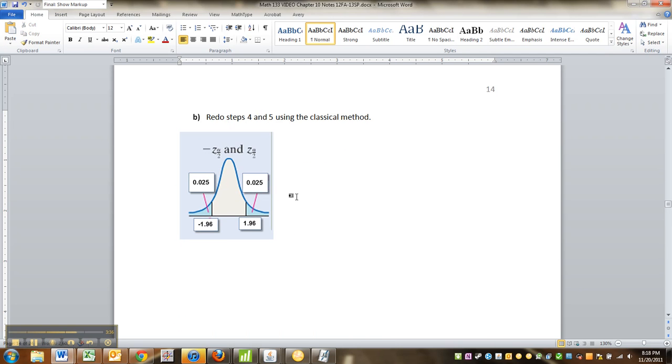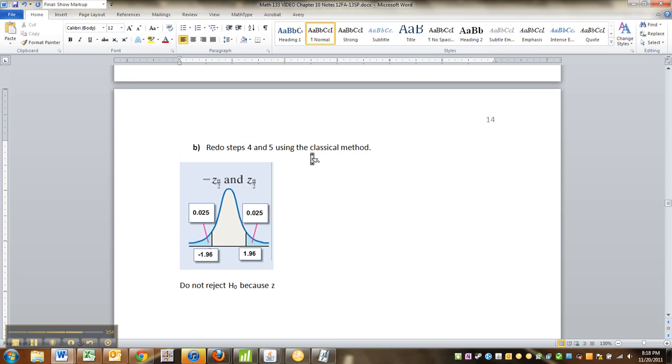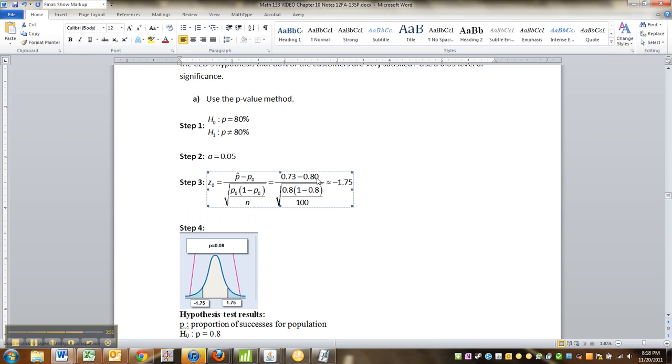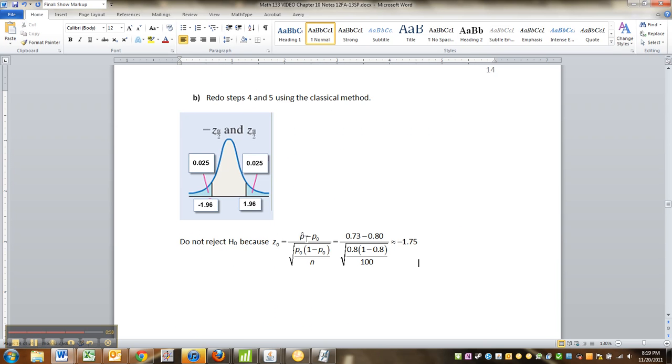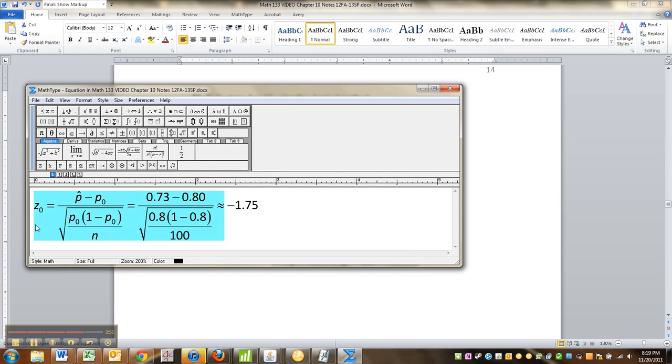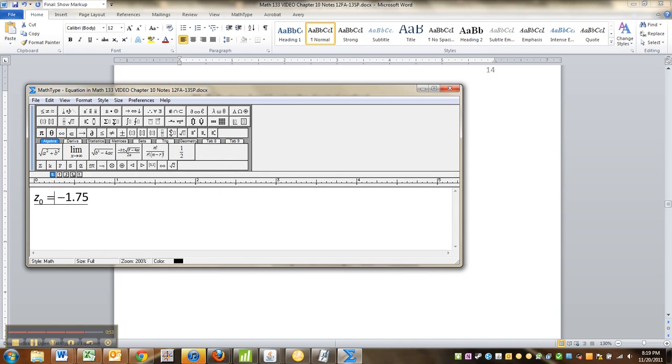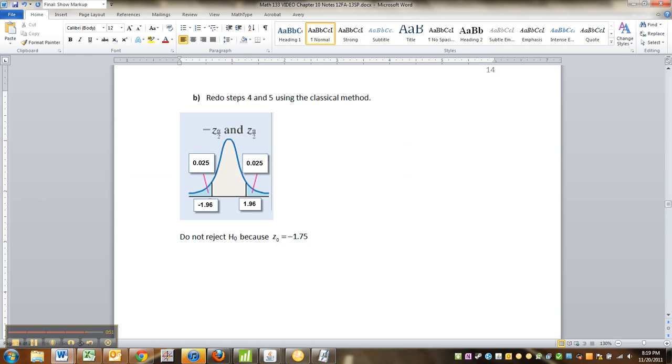So then we don't reject again, right? Do not reject H naught, but for a totally different reason. We're not rejecting H naught because our statistic, which was Z0, which was negative 1.75, is not in the critical region.